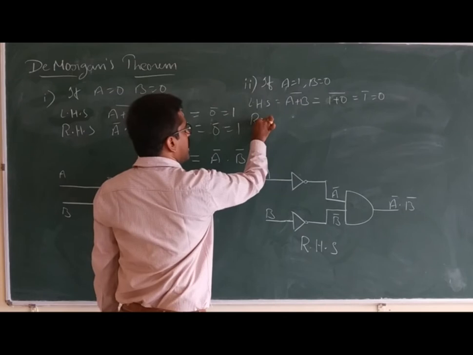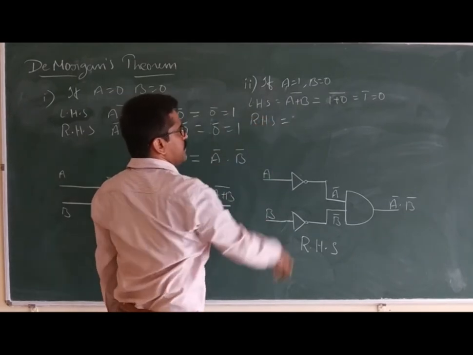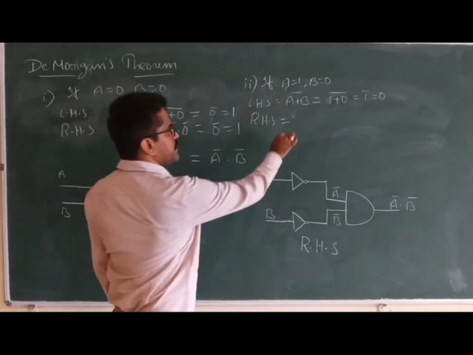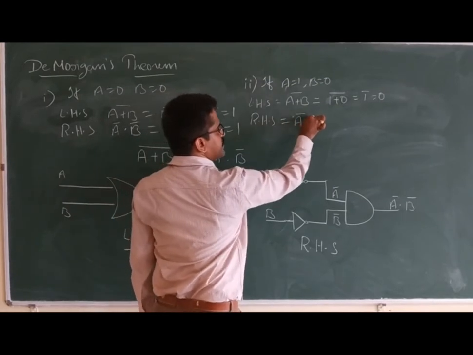Similarly, if you go for RHS, the output of RHS is nothing but A complement dot B complement.